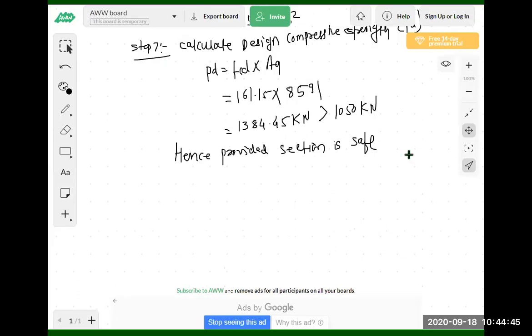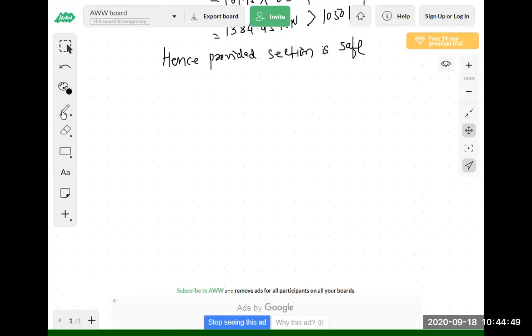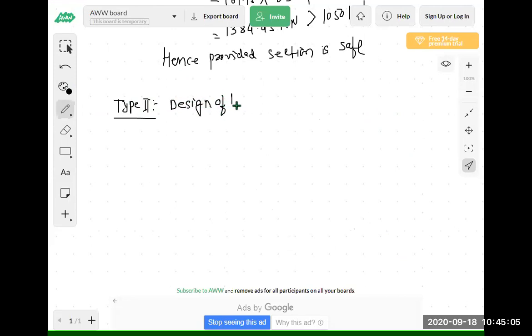Okay, so this is related to simple column. Okay, now type 2. So type 1 we have seen, simple column. Now type 2, design of built up column.